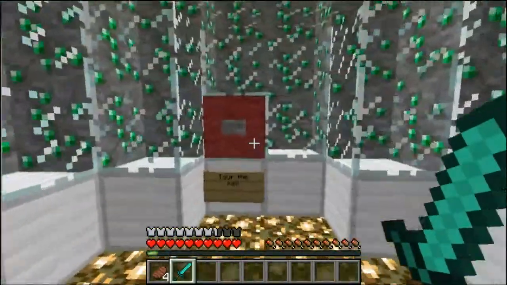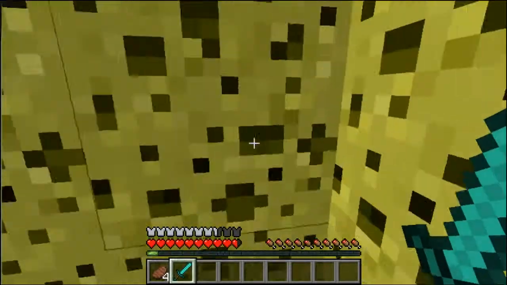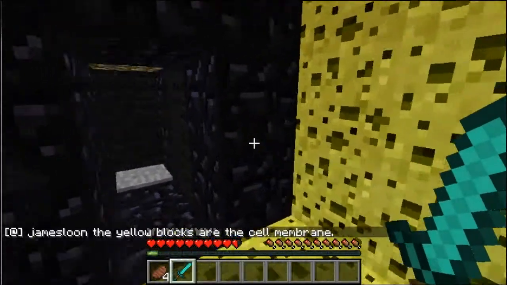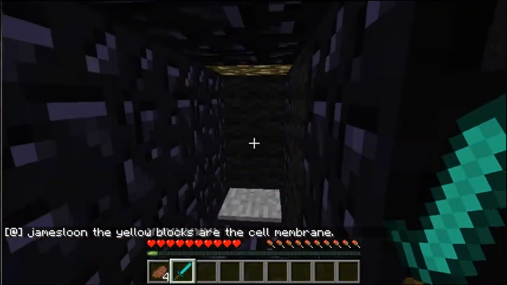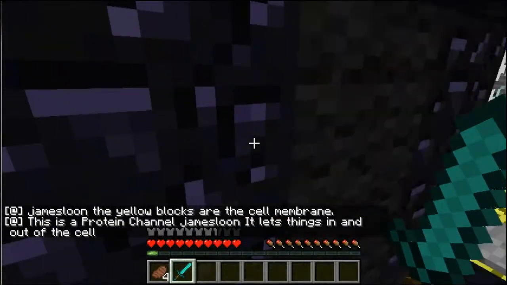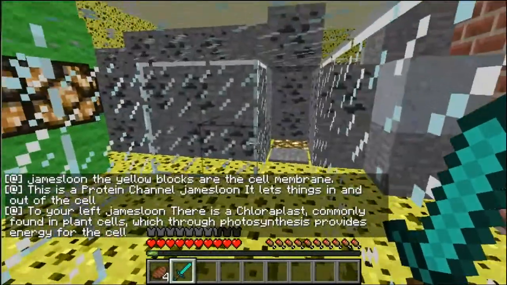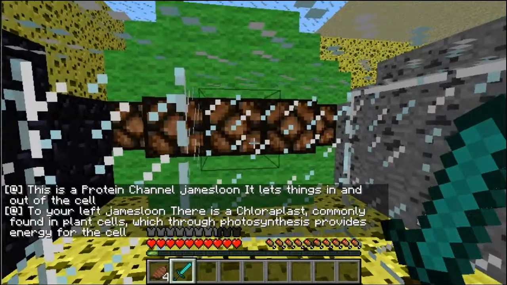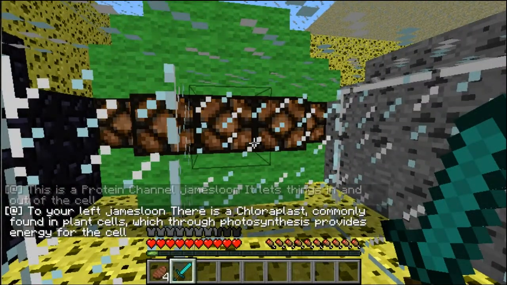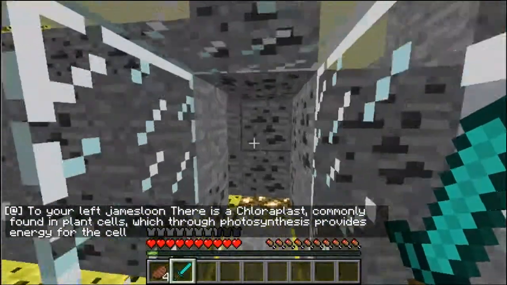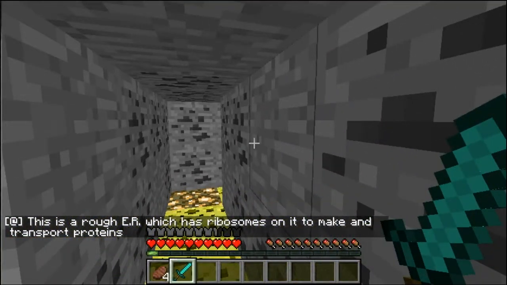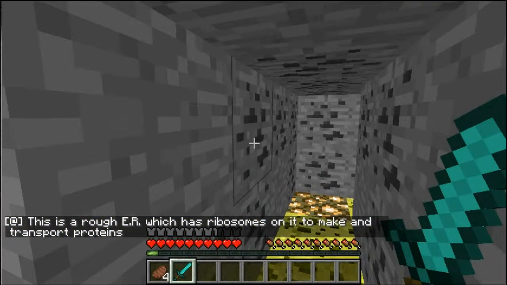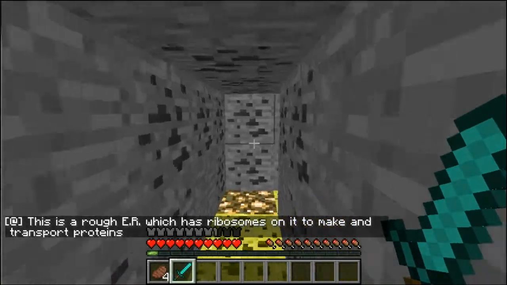Alright, so this is the part where you actually can go and explore through the nucleus. Like, the yellow blocks are the cell membrane, and this is a protein channel which lets things in and out of the cell. So that is a chloroplast, which is commonly found in plant cells, which through photosynthesis provides energy for the cell. This is a rough ER, which has ribosomes on it, which make and transport proteins.